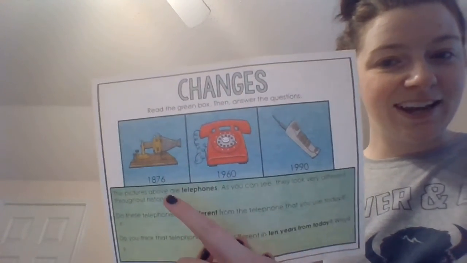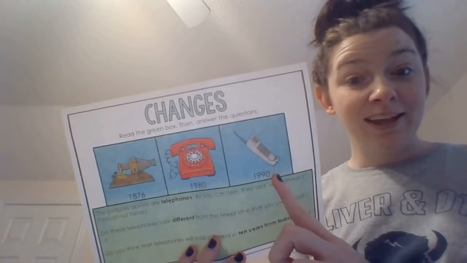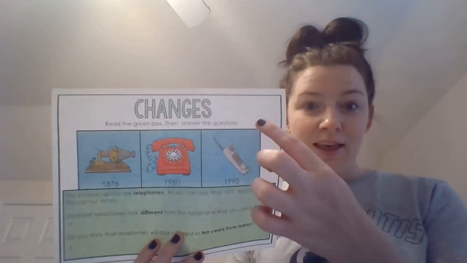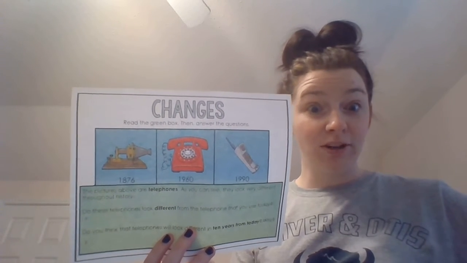So here's your information. The pictures above are telephones. As you can see, they look very different throughout history. First question, do these telephones look different from the telephone that you use today? So this one says 1876. This one says 1960. This one says 1990. Imagine if there was a box down here that says 2020. Does our phone look different?